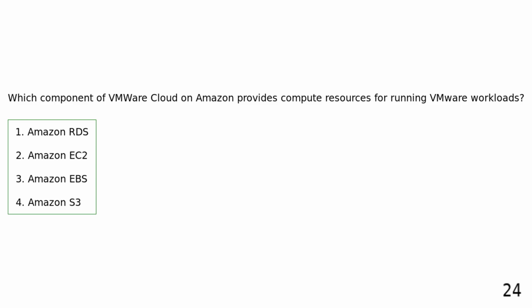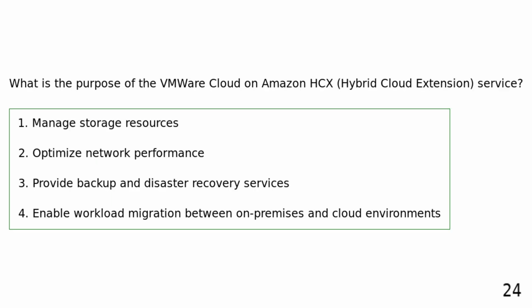Which component of VMware Cloud on Amazon provides compute resources for running VMware workloads? Amazon RDS. Amazon EC2. Amazon EBS. Amazon S3. VMware Cloud on AWS leverages Amazon Elastic Compute Cloud instances to provide compute resources for running VMware workloads in the AWS cloud.